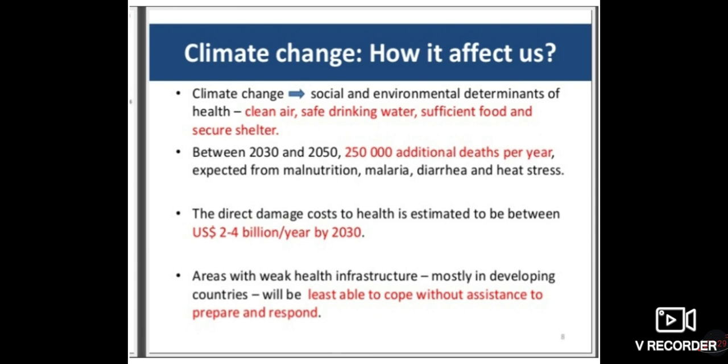Between 2030 and 2050, 250,000 additional deaths per year are expected from malnutrition, malaria, diarrhea and heat stress. So climate change will increase the mortality rate by approximately 250,000. And the direct damage cost is 2 to 4 billion US dollars per year by 2030. And health infrastructure is least able to cope without assistance, preparation and response.